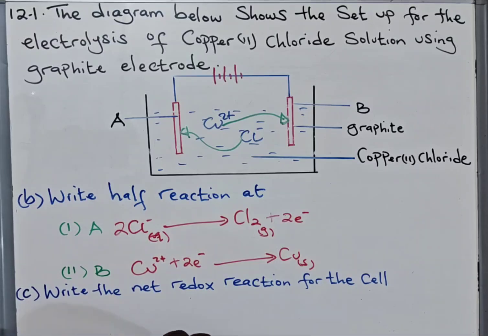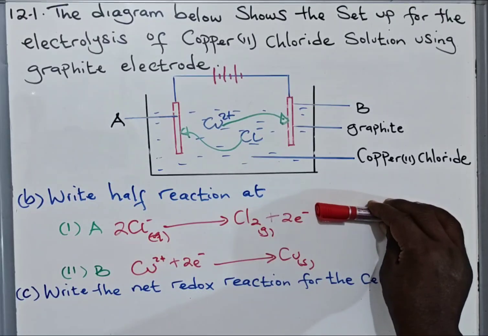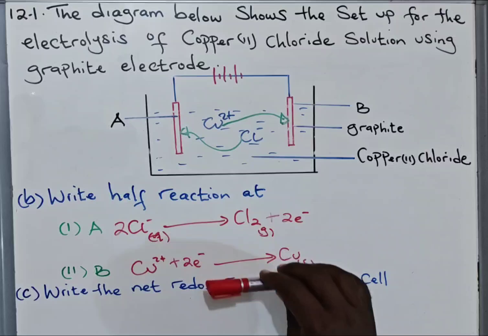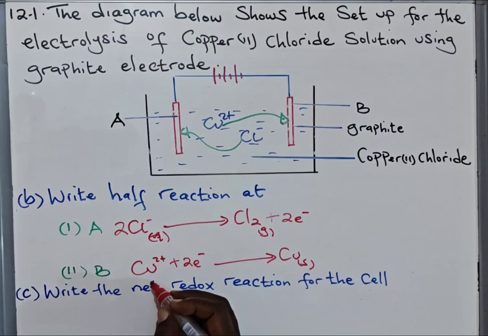Yeah, then we come to this one. It says write the net redox reaction for the cell. Okay, we need to know that the net redox reaction is the sum of the reaction at anode plus the sum of the reaction at cathode. The sum of the 2 is what we call the net. And what do we do here? So we add these 2.